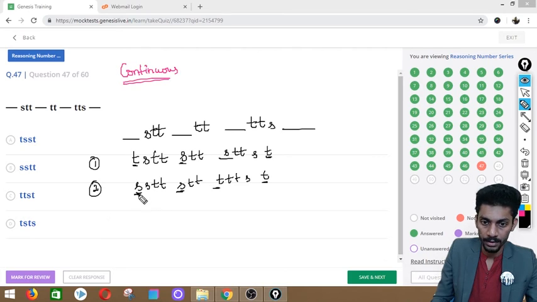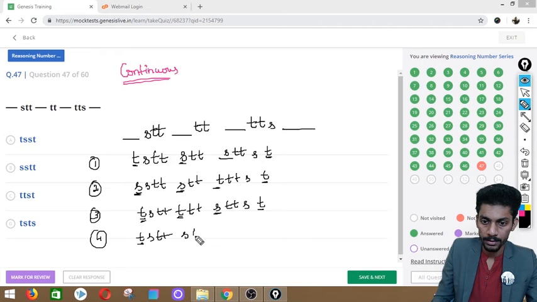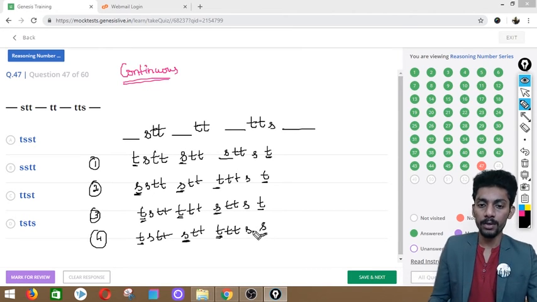Take option 2. This dash is the options given. Third one. It will be T, S, T, T, T, T, T. Okay. Next it is S, T, T, S. And last it is T, according to option 3. What is option 4? T, S, T, T, S, T, T, T, T, T. Now we have taken all the options.